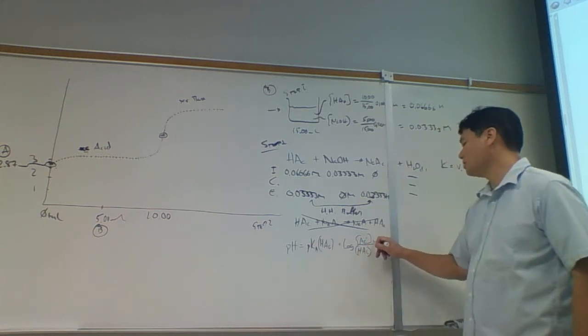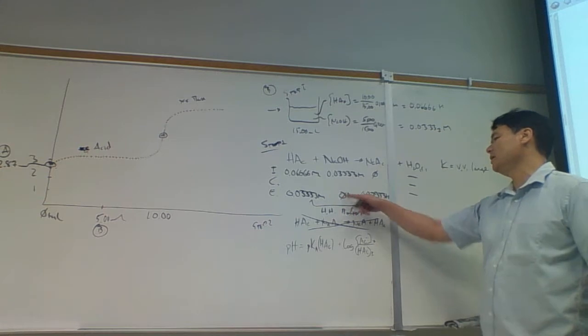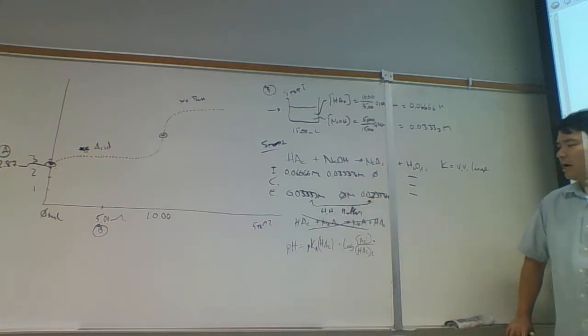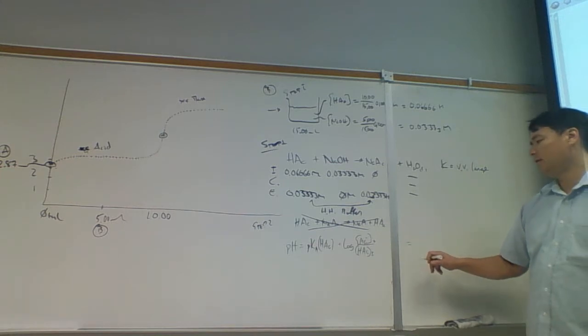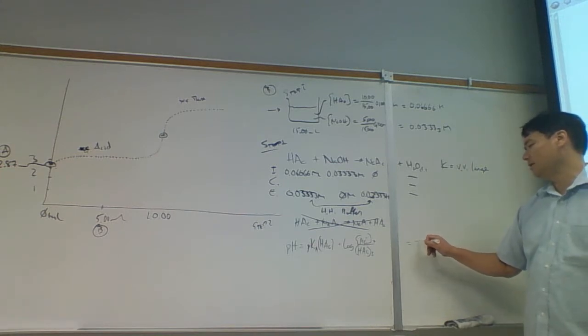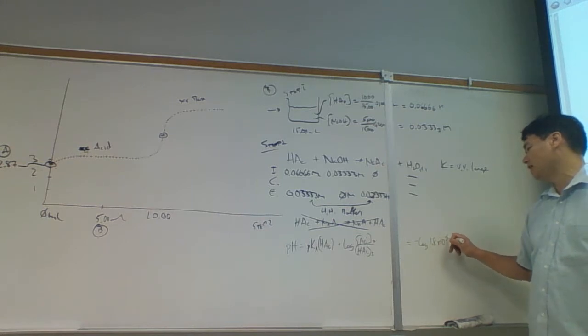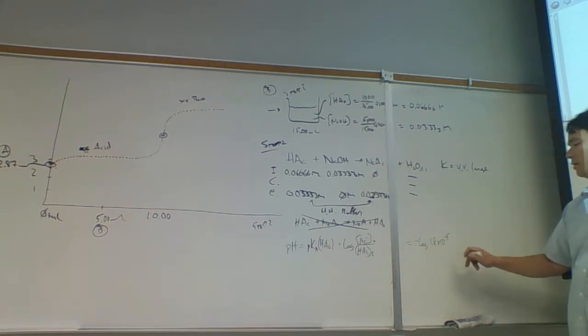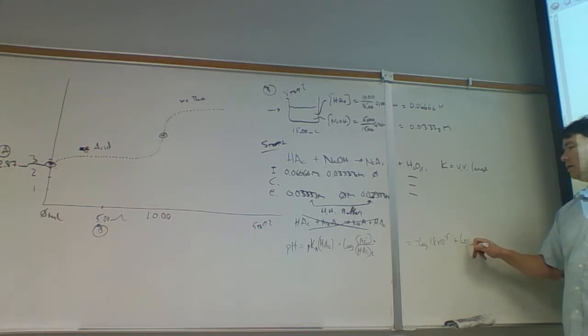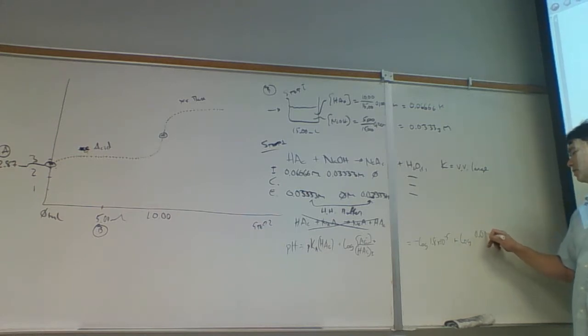These are the initial concentrations. The initial concentrations will be here. That way I don't have to do an ICE table for step 2. And so the pKa, I know the Ka. The Ka is 1.8 times 10 to the minus 5. So the pKa would be the negative log of that, plus the log. Now the concentrations here are going to be 0.0033 over 0.0033.